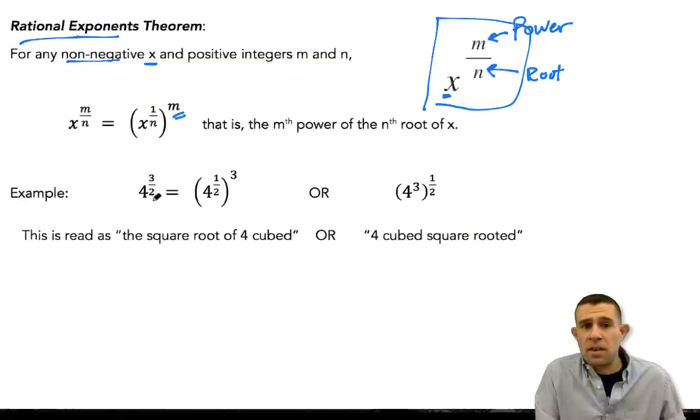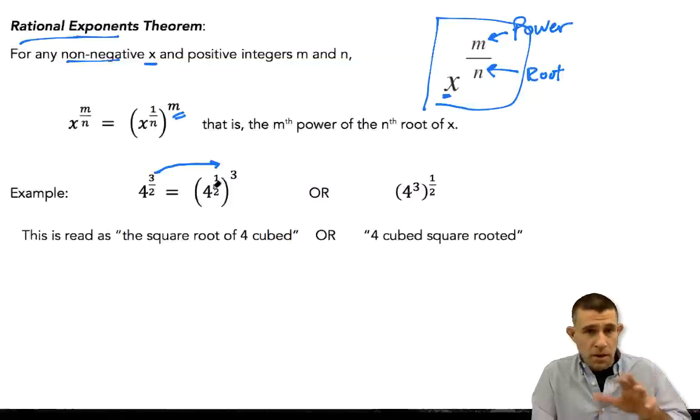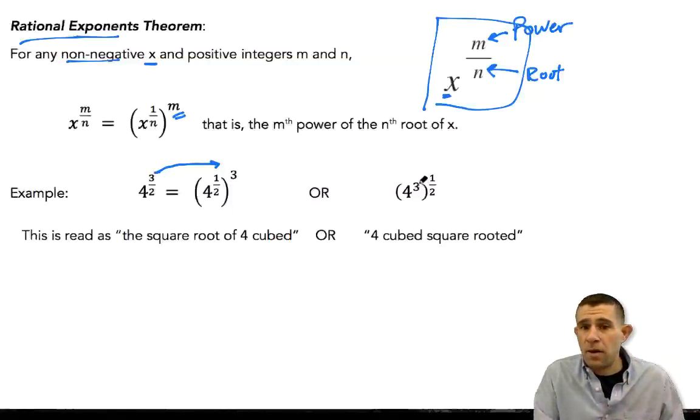So here's an example. This 4 to the 3/2 is the equivalent of the square root of 4 raised to the third power. So notice 3 is our numerator of this fraction, and that's the power that we're taking. 2 is the denominator, and it's the root that we're taking. Now, you could switch those around, because remember, multiplication is commutative, so I can multiply it by the 1/2 power first, and then the 3, or the 3 and then the 1/2 power. So this would be 4 cubed, taking the square root of that.